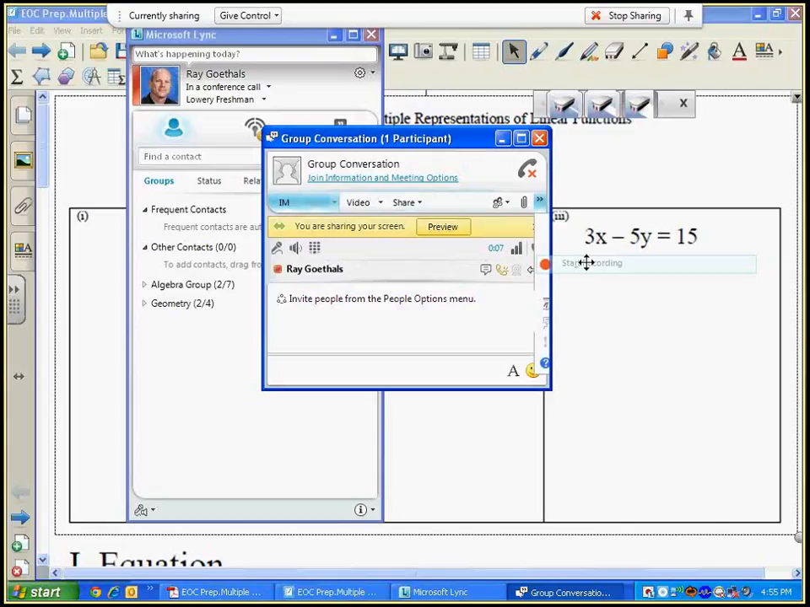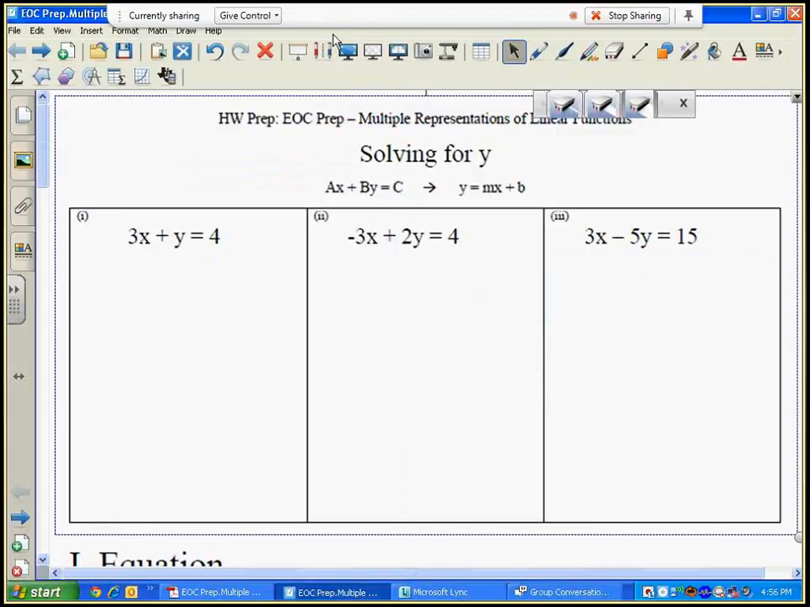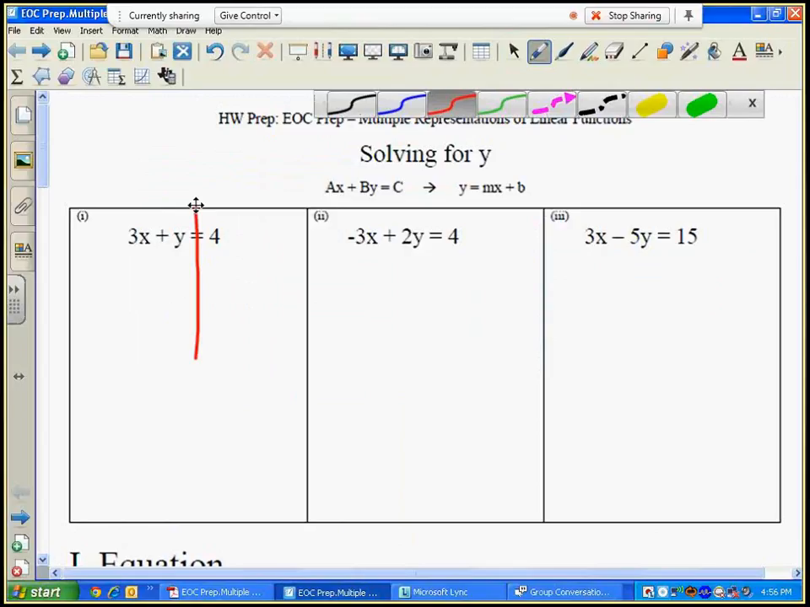Okay, your EOC prep involving multiple representations for Wednesday and Thursday. The first little part here has you solving for y, which means we're going to put it in the slope-intercept form. Now, on all three of these, this is going to require that you get the y by itself. And it's going to ask you to either add or subtract away an x term at the very beginning.